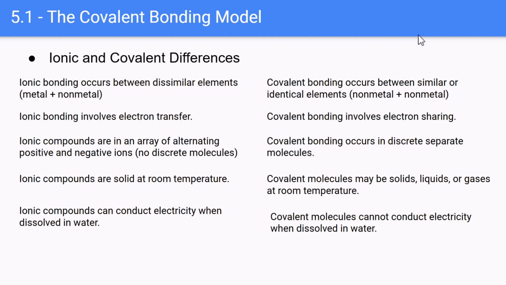I would say that this slide is probably one of the more important things that you're going to find in this particular unit, because it provides a very discrete and very straightforward differentiation between the properties of ionic compounds versus the properties of covalent ones.